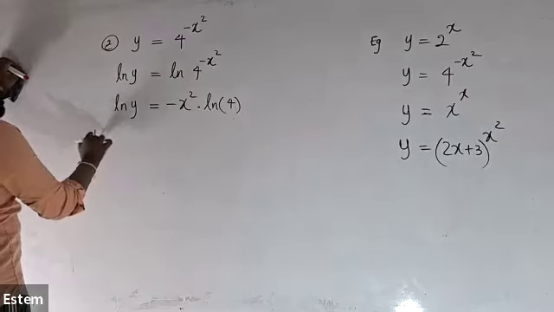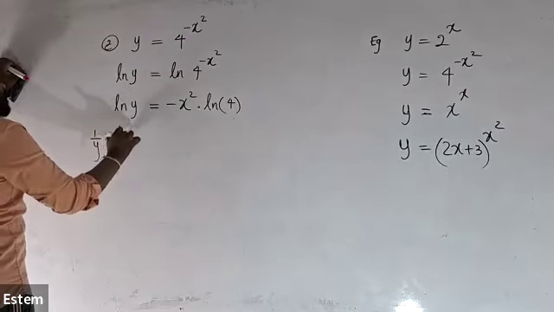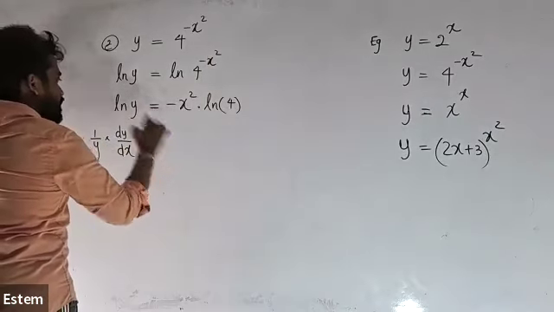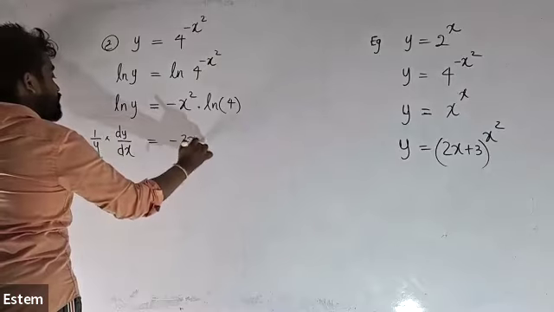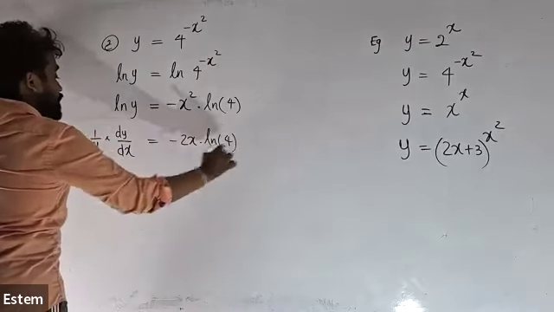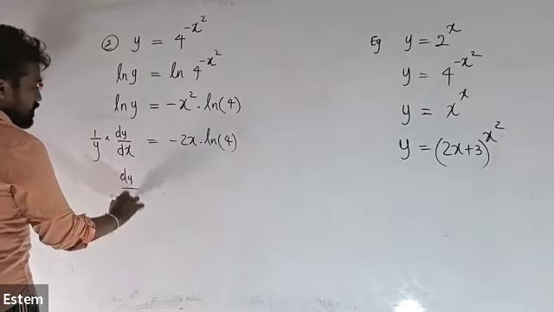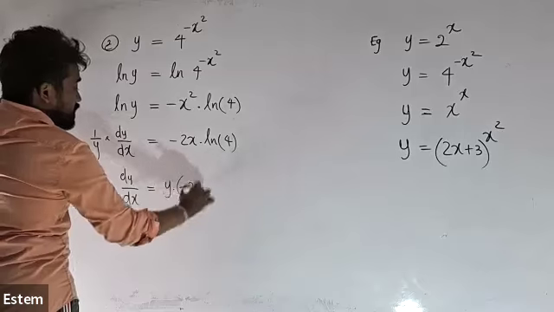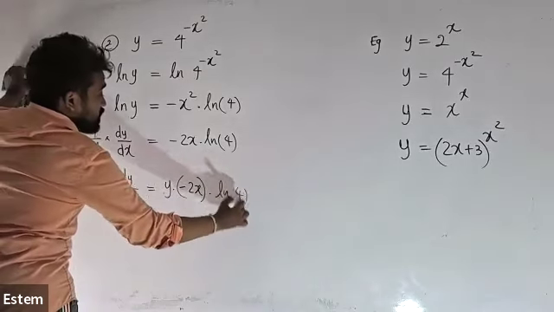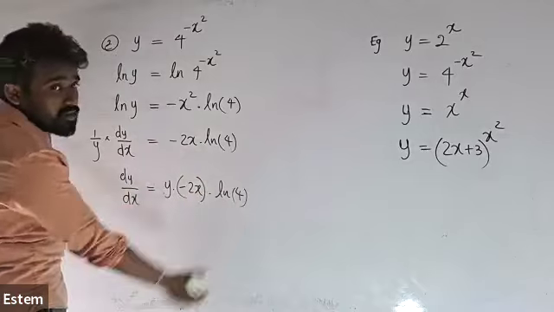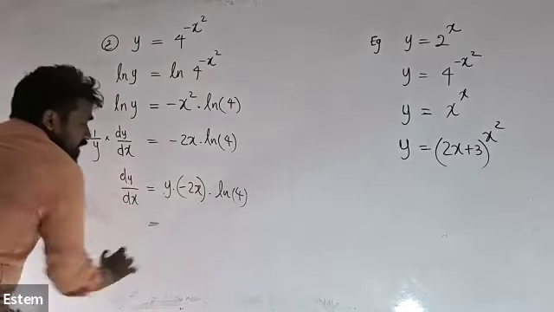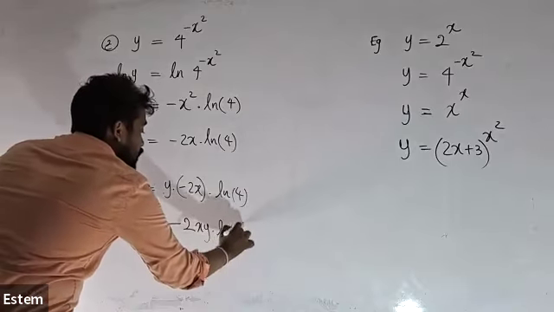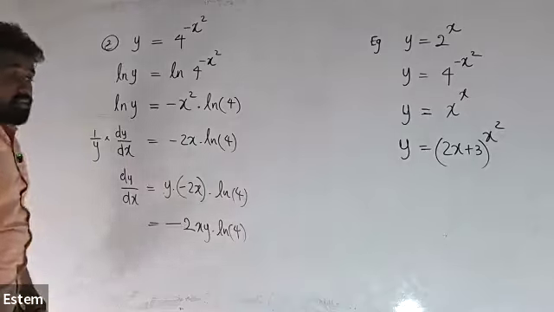Now differentiate: 1 over y dy over dx equals, ln 4 is just a number, so this is minus 2x ln 4. Now dy over dx is y into minus 2x, and ln 4 is just a number. Then the answer is minus 2x y ln 4. Ln 4 is just a number.